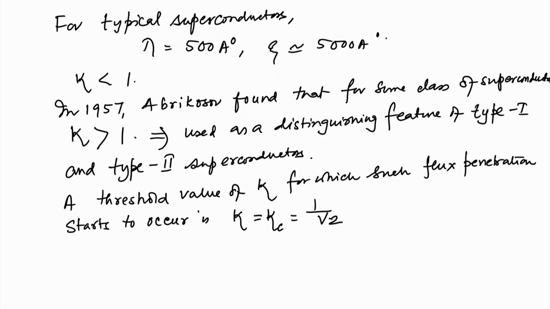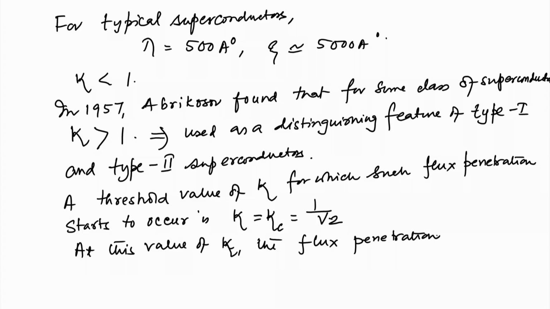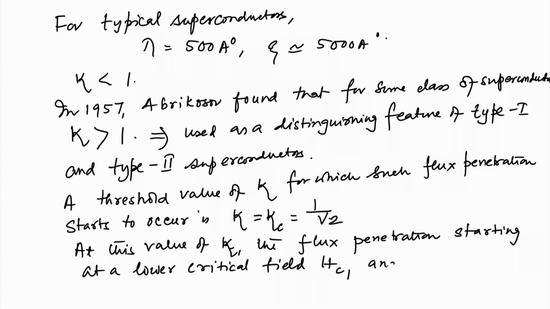So, this says that at this value of kappa, the flux penetration starts at a lower critical field Hc1 and reaches an upper critical field.